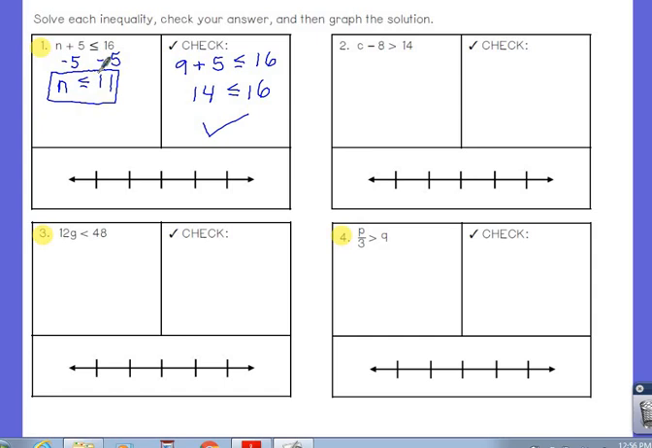right, Blake? Mm-hmm. Can we write something down?